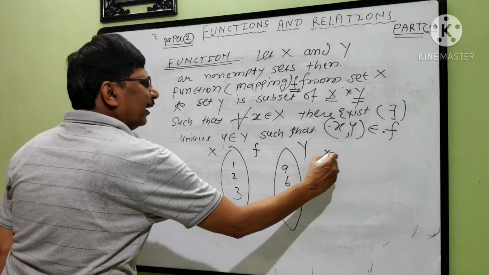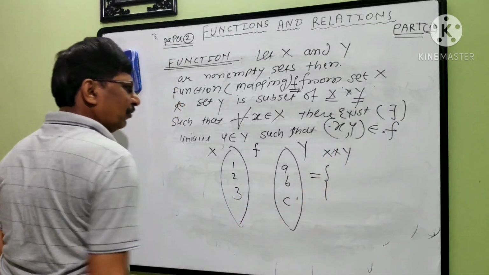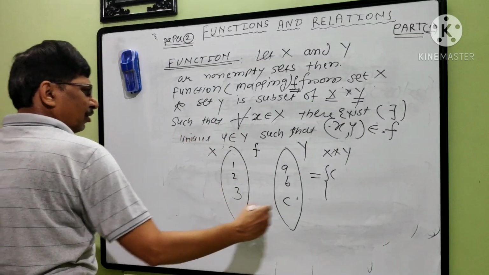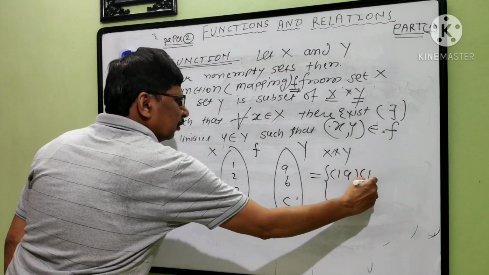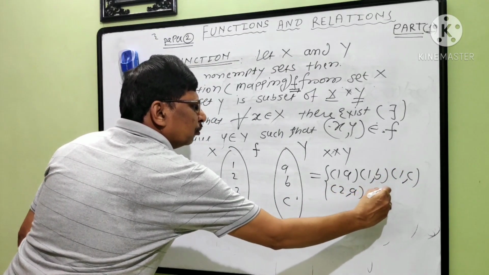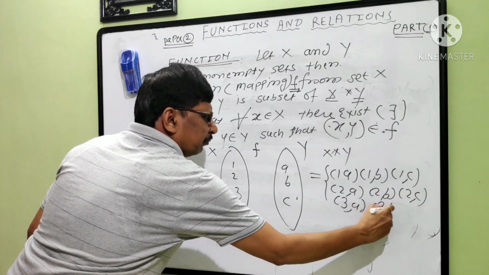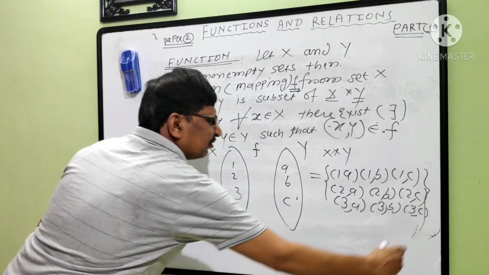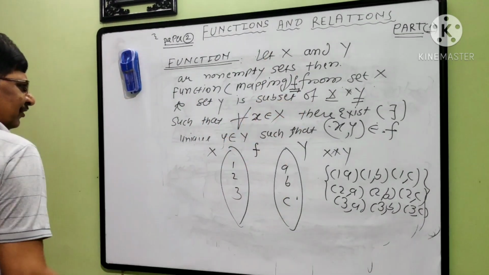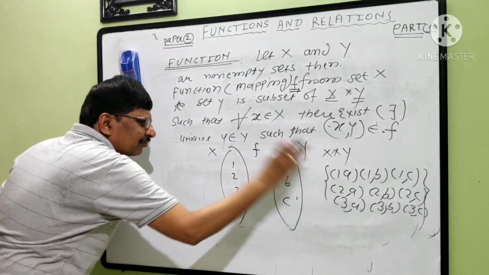Now what is X cross Y? I am going to explain now what is the meaning of function. What is X cross Y? Ordered pairs, all ordered pairs such that the first element belongs to the first set: 1a, 1b, 1c, 2a, 2b, 2c, 3a, 3b. This is X cross Y. Now a function or mapping from X to Y is a subset of X cross Y.